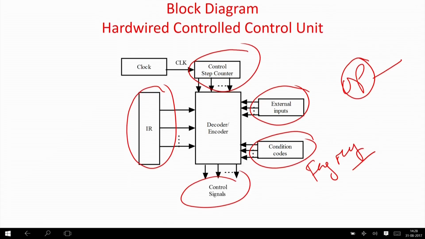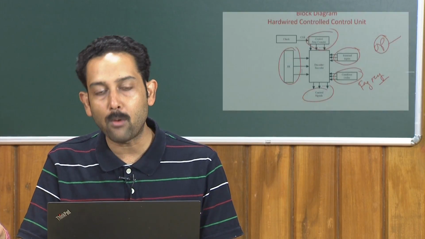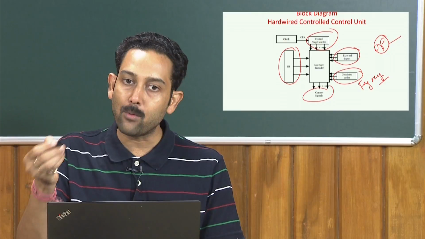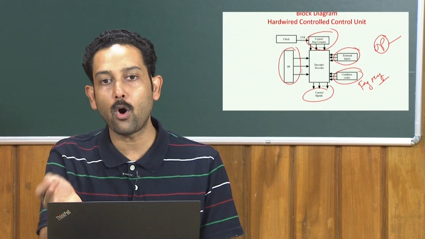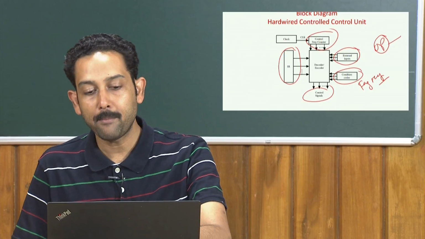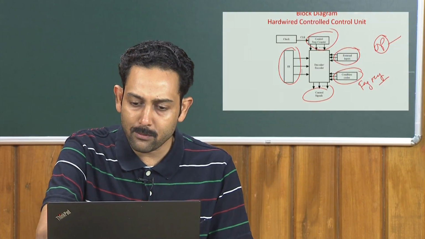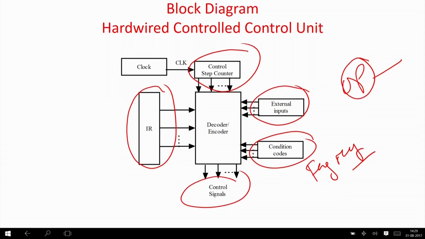Taking all these inputs, basically you are going to generate some control signals. These signals are like PC out 1, PC in 1, memory register out 1, etc. Or add 1, subtract 1, multiplexer bit select 0 or 1. So, all these things will be generated by looking at all the inputs. These we have already discussed: IR, external inputs and conditional codes.